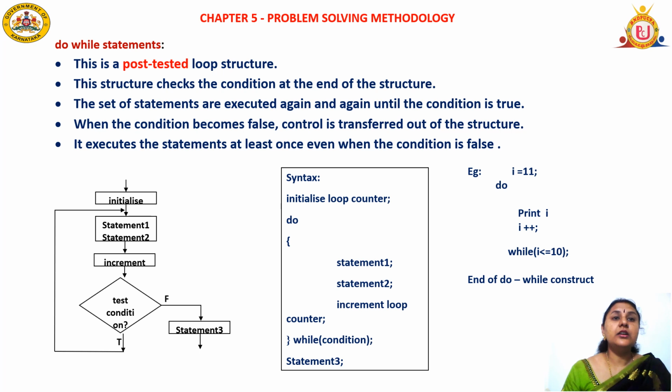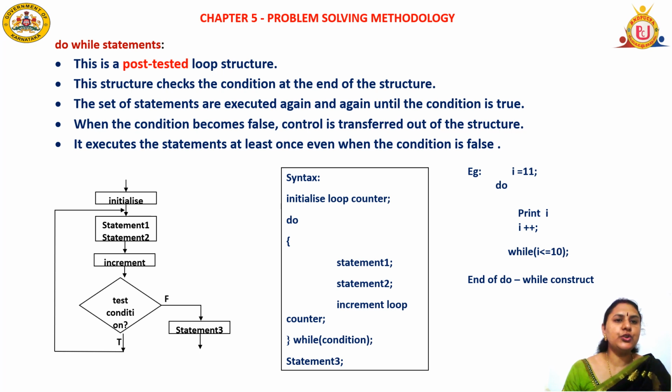Next, the flowchart pattern is: first we have to initialize, next we print the statements, next increment the looping counter, and next we test the condition.